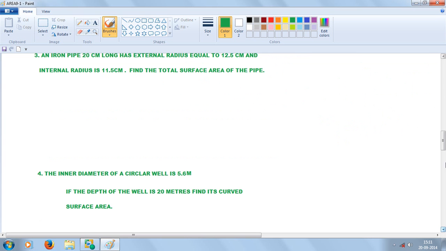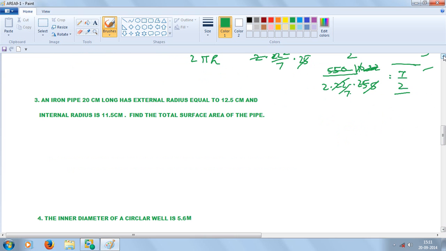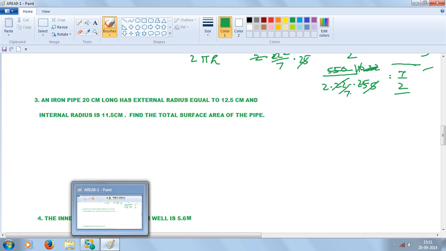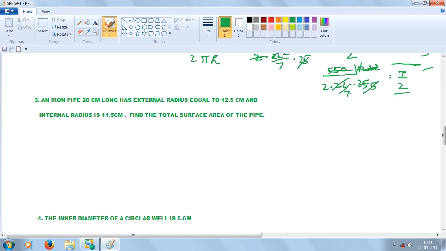Next problem. An iron pipe is 20 centimeters long, has external radius equal to 12.5 centimeters and internal radius equal to 11.5 centimeters. So what exactly, find the total surface area. So we know a cylindrical pipe is round here.